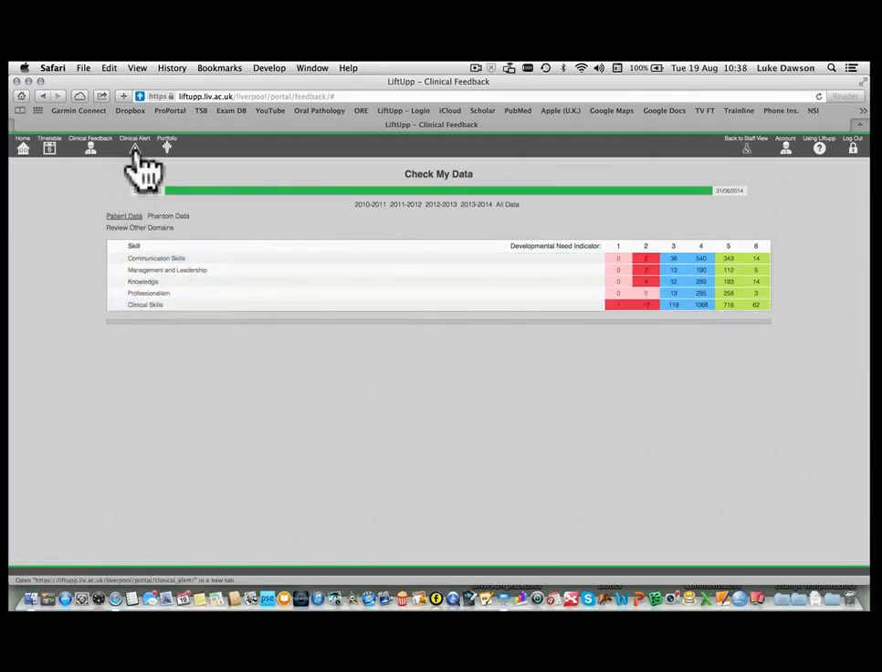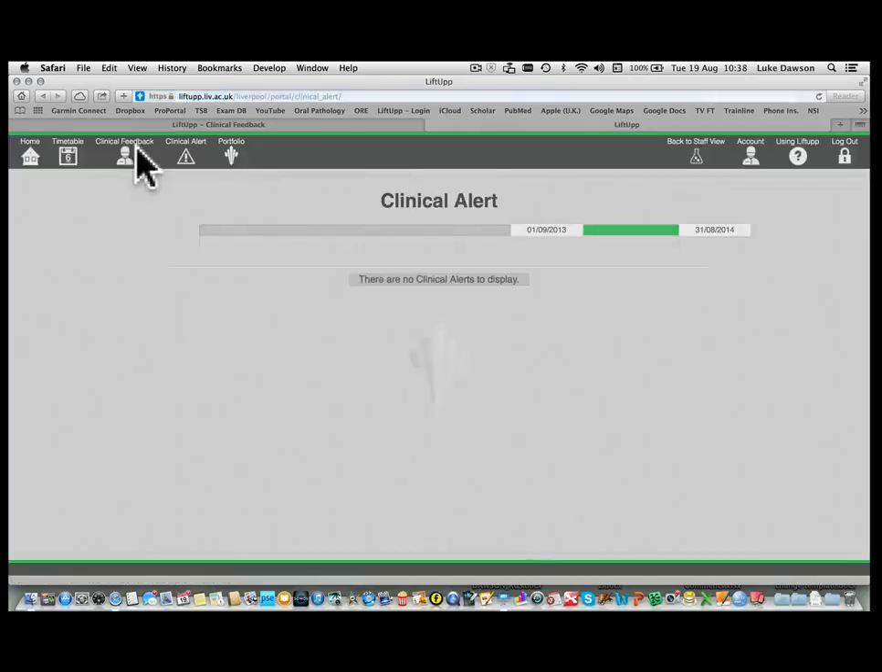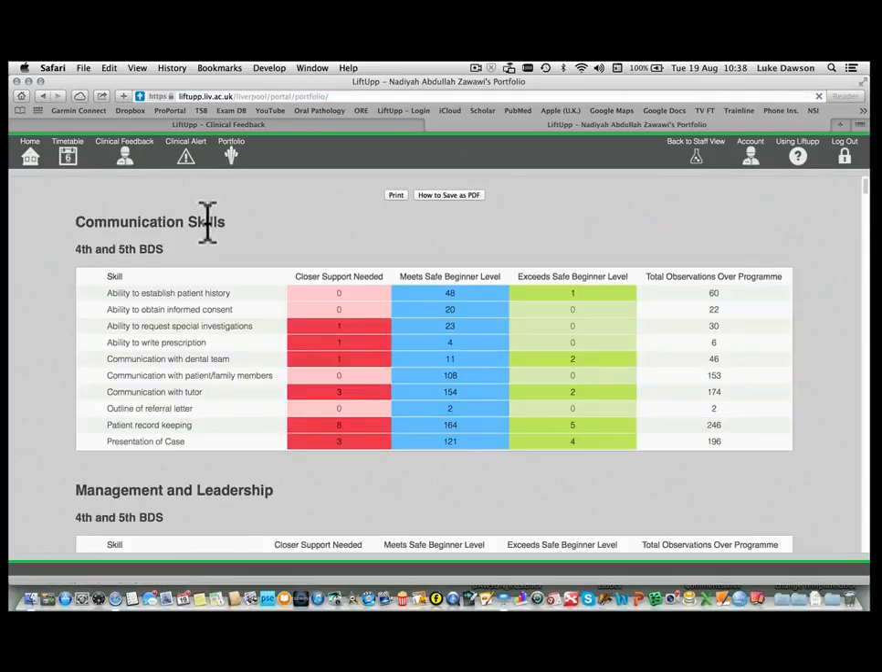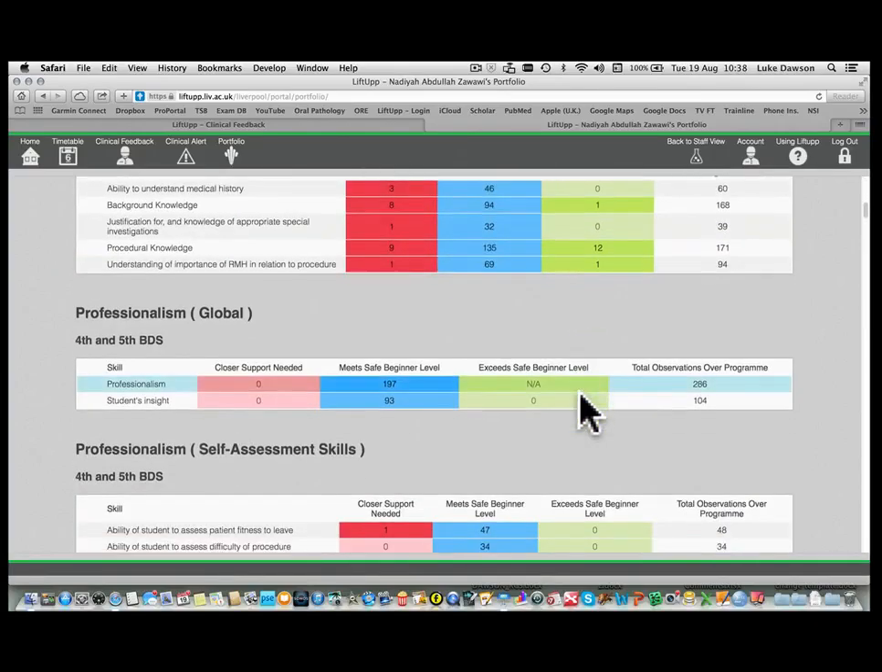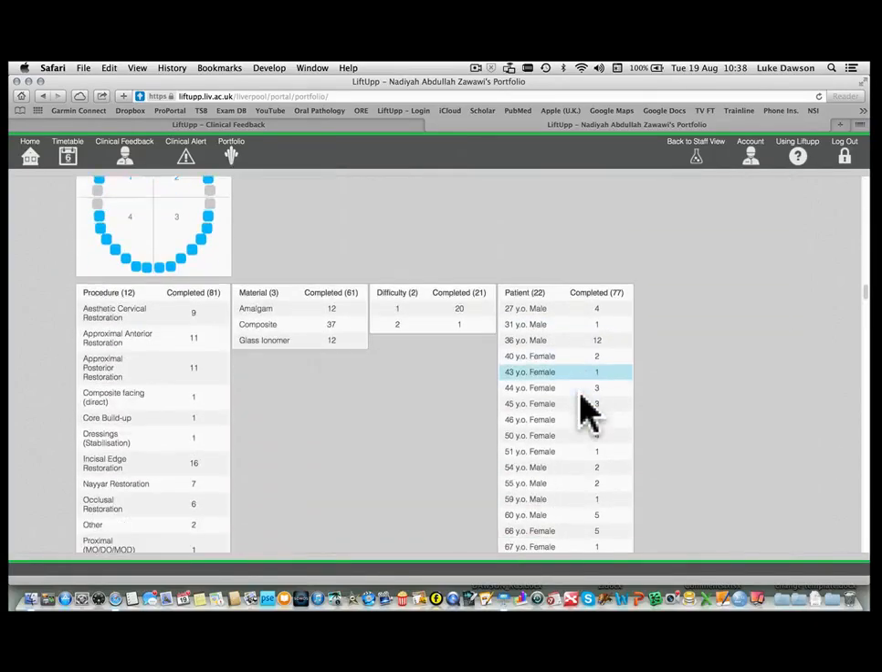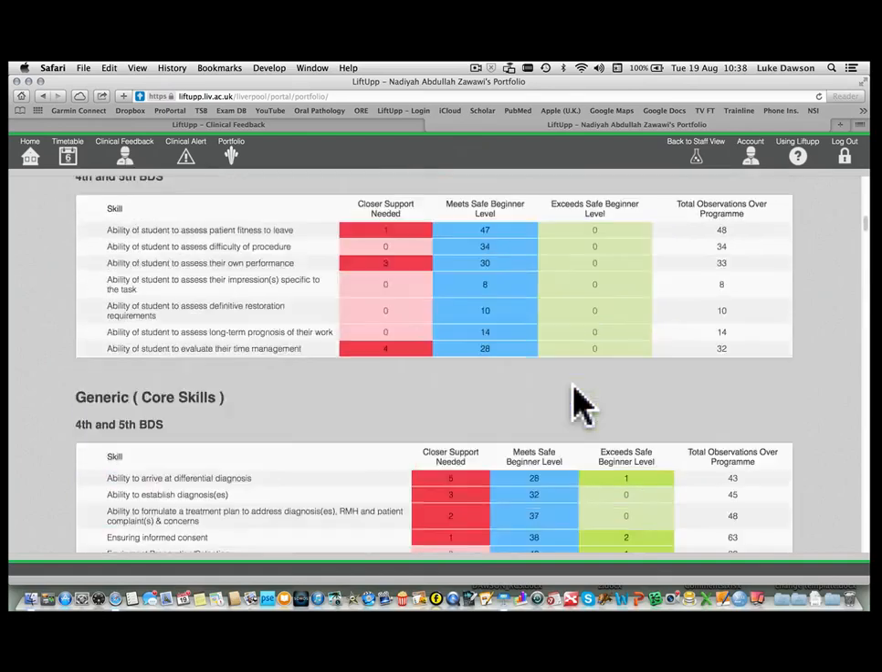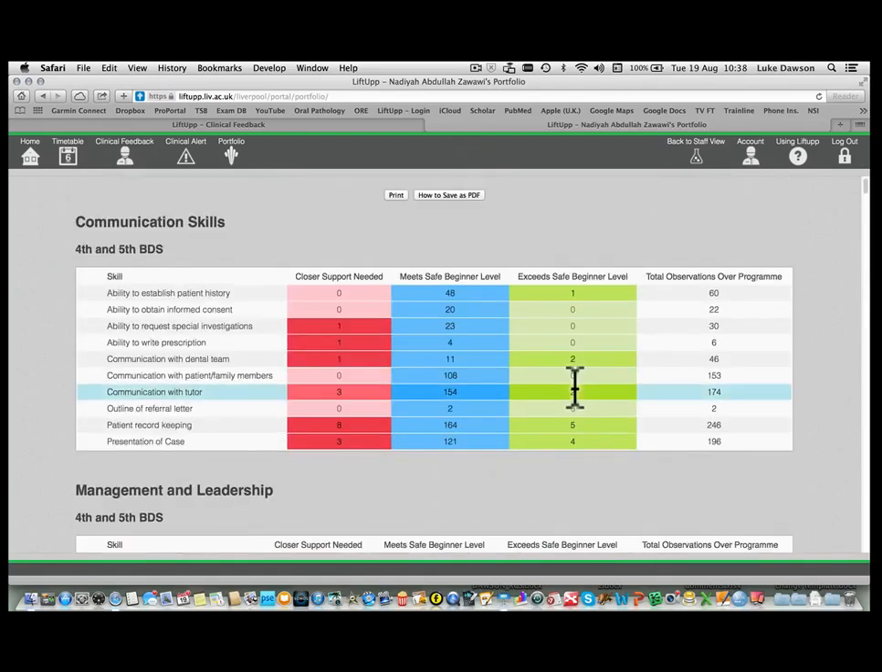Any clinical alerts that you have would appear here, and this student doesn't have any. And on graduation, you'll also get your portfolio, which you can take to foundation training, which basically shows the areas where you've exceeded beginner level, met safe beginner level, needed close support, number of observations, breakdown of your experience, etc. So you can take that to your foundation trainer and use that as a dialogue moving forward. The other thing is, of course, remember it's a competitive market, so your portfolios will matter.